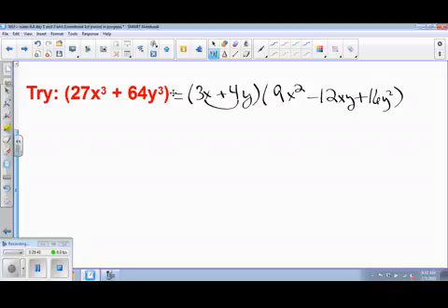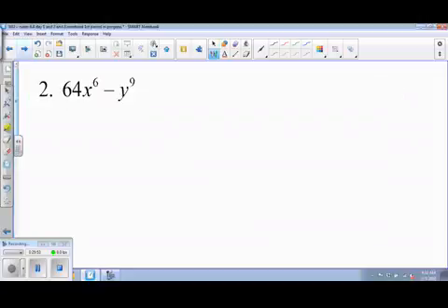Any questions? Try that one. It's two perfect cubes, so we know it's going to be binomial times trinomial. Same, opposite, always positive. Same as the original, opposite the original, always positive. Okay? Cube root, cube root. This is where you may make a careless mistake.